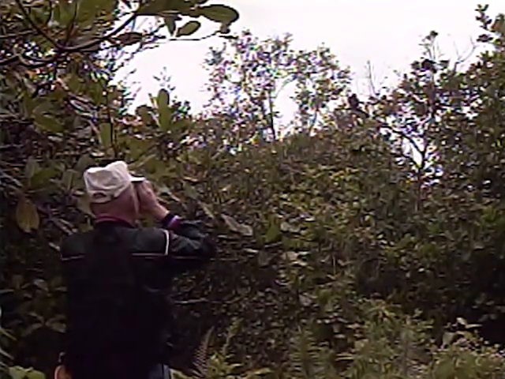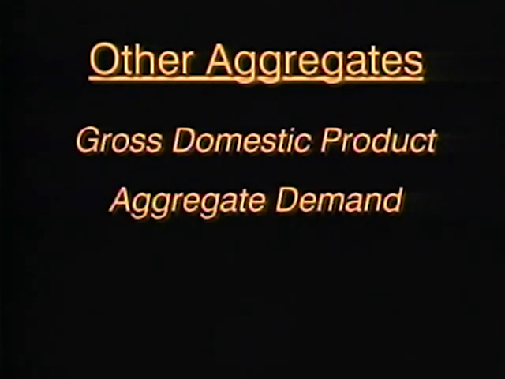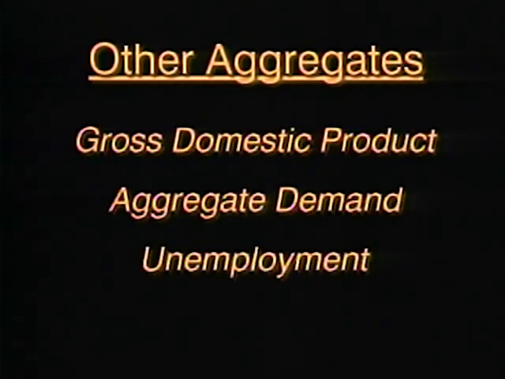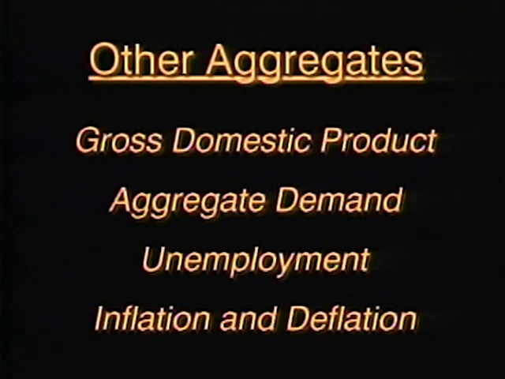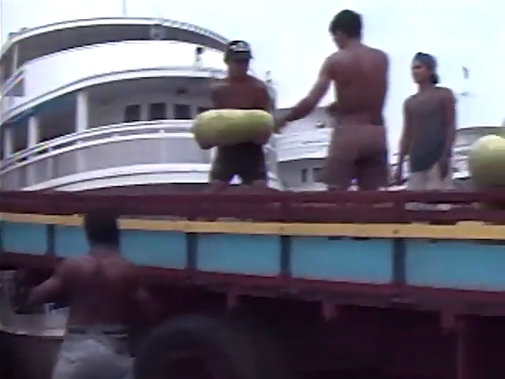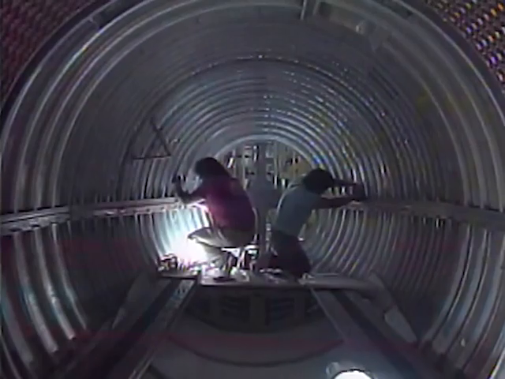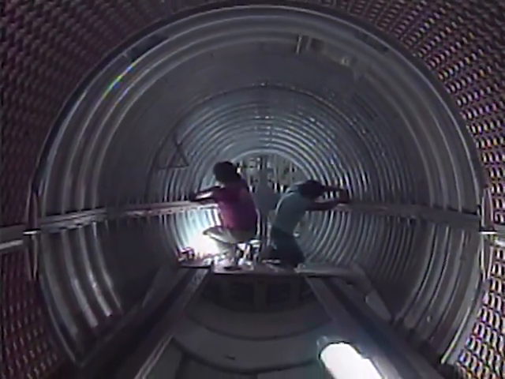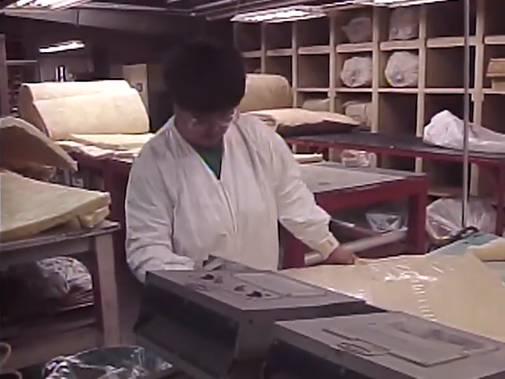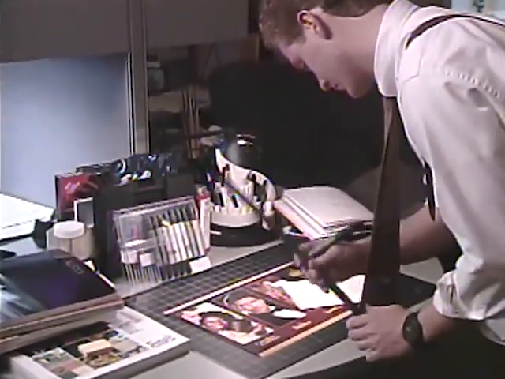Let's now look at some other aggregates. Gross domestic product, aggregate demand, unemployment, inflation and deflation. Gross domestic product. While the GNP includes the business done by a country's companies overseas, it excludes business done by foreign countries within its own boundaries.